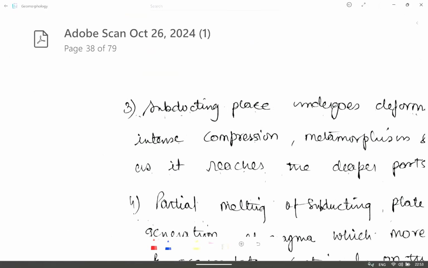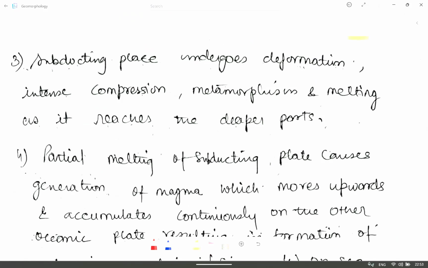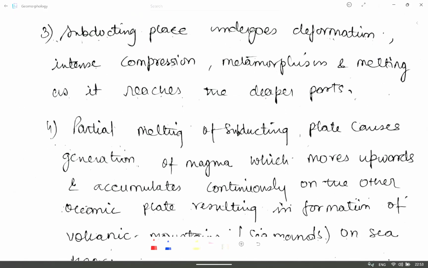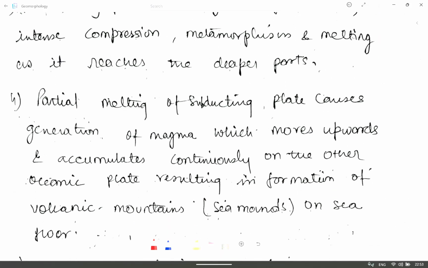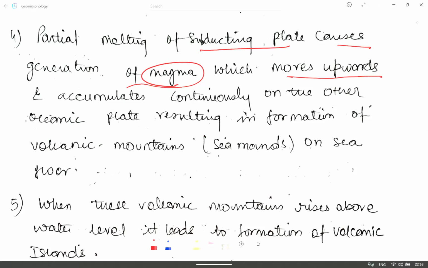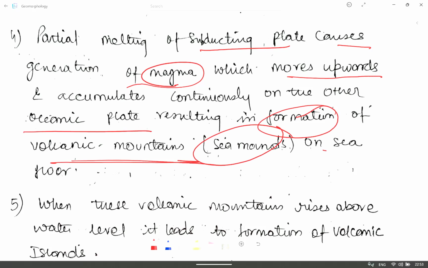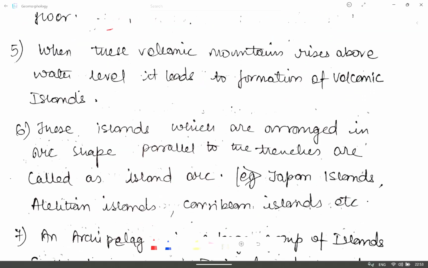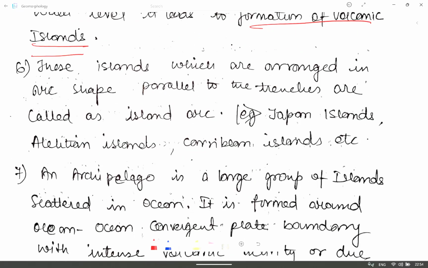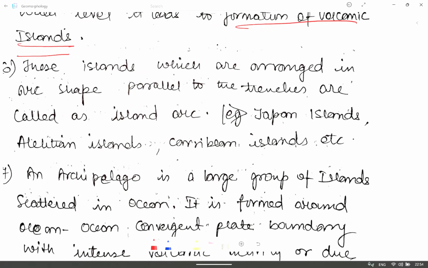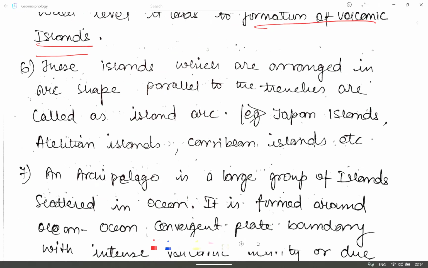So the subducting plate undergoes deformation, intense compression, metamorphism and melting as it goes into the deeper parts. The partial melting causes the generation of magma, which moves upwards and accumulates continuously on the oceanic plate. So there is a formation of volcanic mountains or sea mounts on the sea floor. Now, when these volcanic mountains rise above the water level, it leads to the formation of volcanic islands. These islands are arranged in an arc shape which is parallel to the trenches.